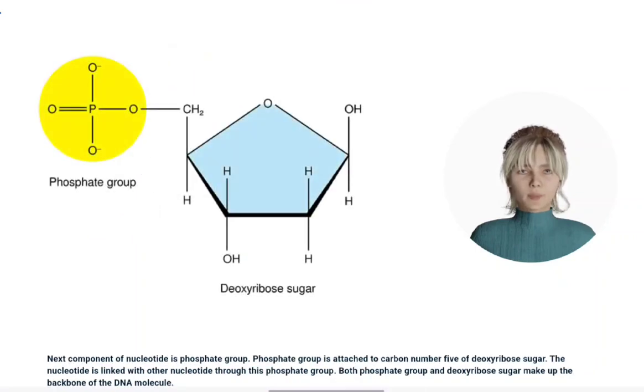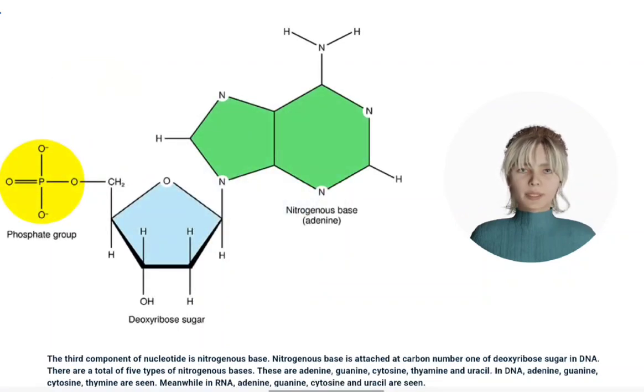The next component of a nucleotide is the phosphate group. The phosphate group is attached to carbon number 5 of deoxyribose sugar. The nucleotide is linked with another nucleotide through this phosphate group. Both the phosphate group and deoxyribose sugar make up the backbone of the DNA molecule. The third component of a nucleotide is the nitrogenous base. The nitrogenous base is attached at carbon number 1 of deoxyribose sugar in DNA.